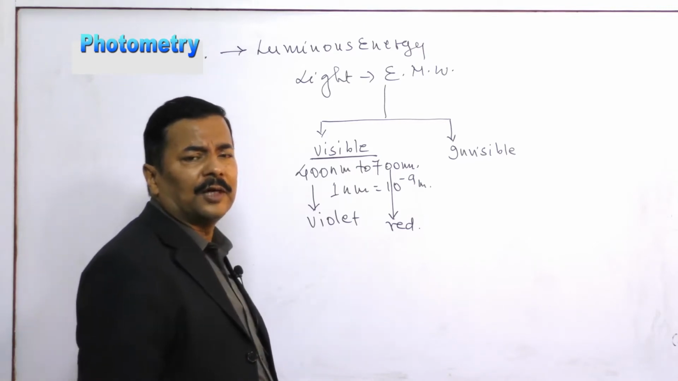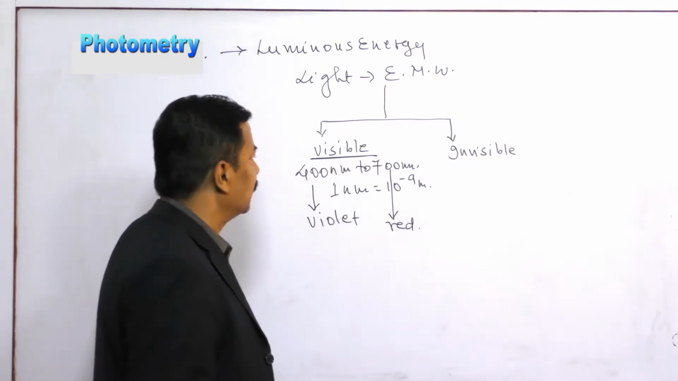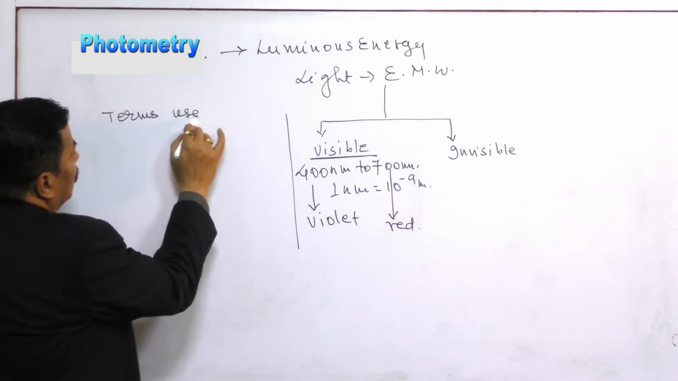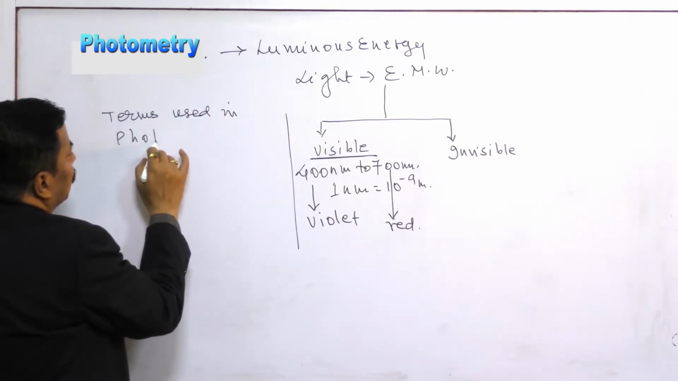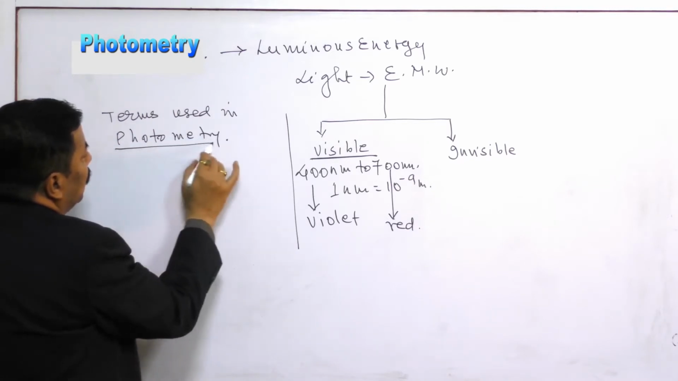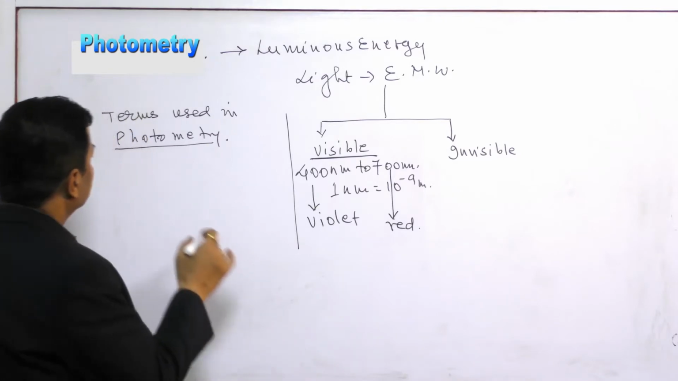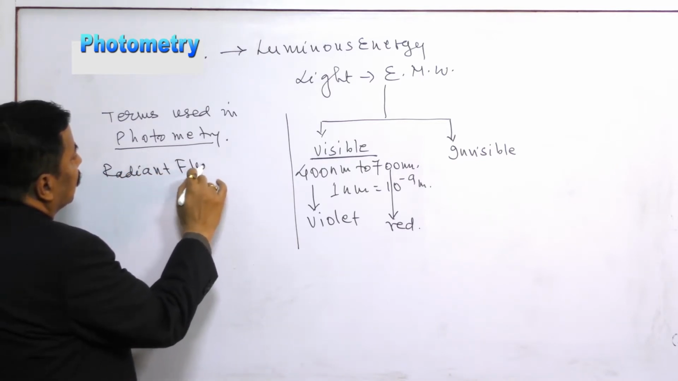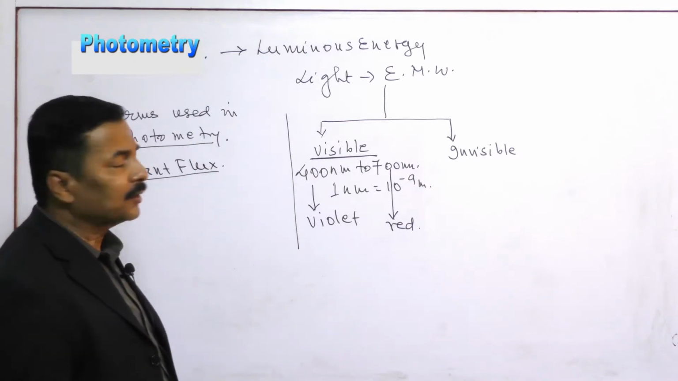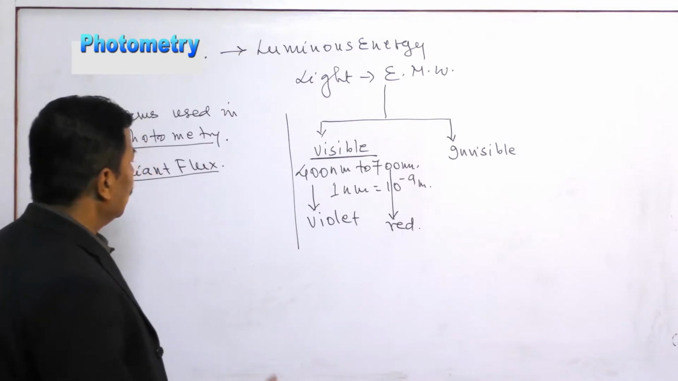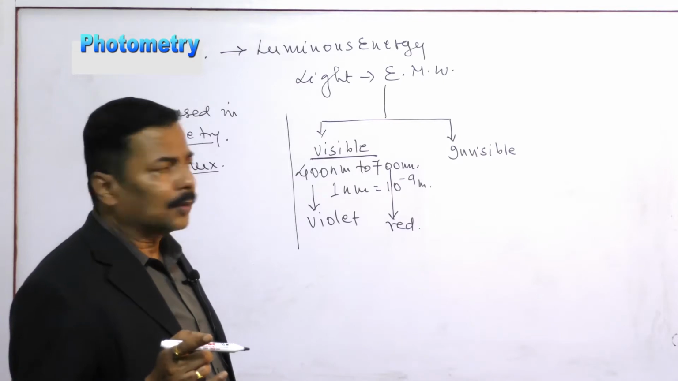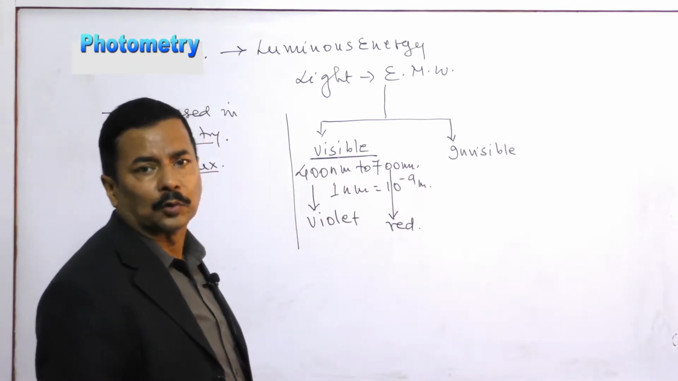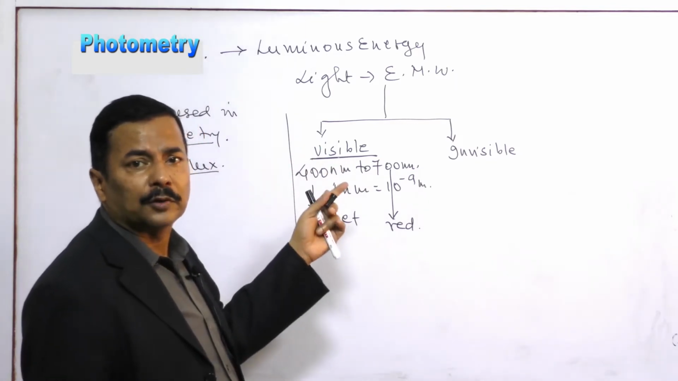In order to understand the photometry in a better way, few terms are there that need to be explained. So I am discussing terms used in photometry. So first term I will tell, that is your radiant flux. Flux is basically flow. So radiant flux is basically your total energy, visible and invisible, both region we have to consider. So total energy coming out of a source. So this is your radiant flux coming out of a source per second.